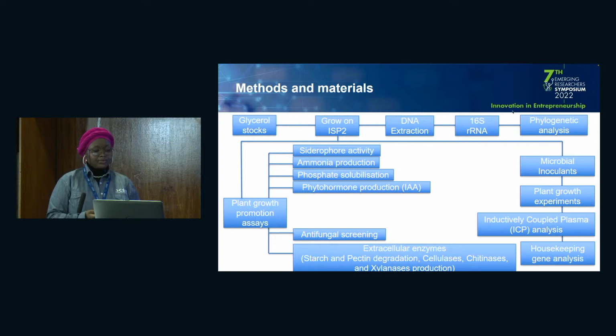And then the plant growth promotion assays, both the direct and indirect, were done, and then based on the activity profiles of the isolates, we chose the 7 best performing isolates on broad range activity, and we used those to develop the microbial inoculants, which were tested using plant growth trials, and the resulting plant material will then be used for an inductively coupled plasma analysis and for gene analysis.